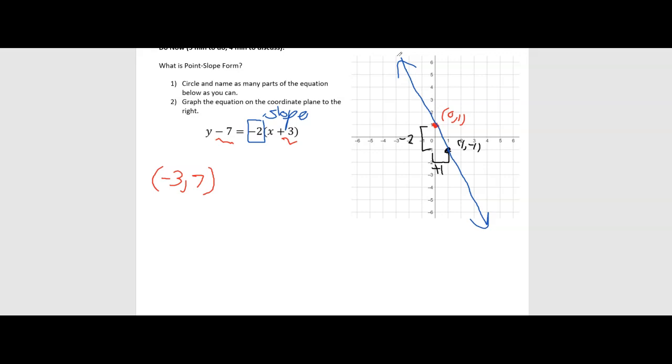So I'd go over on my graph, I go to negative 3 up to 7, which would actually be somewhere up here. But we can see that this line does end up going through that point. I'm going to label it, of course, negative 3, 7. And then we could use our slope from that point to find our other point, right? So I could go down 2, could go over 1, and there would be another point on my line at negative 2, 5. And I could go ahead and draw my line between those 2 points.